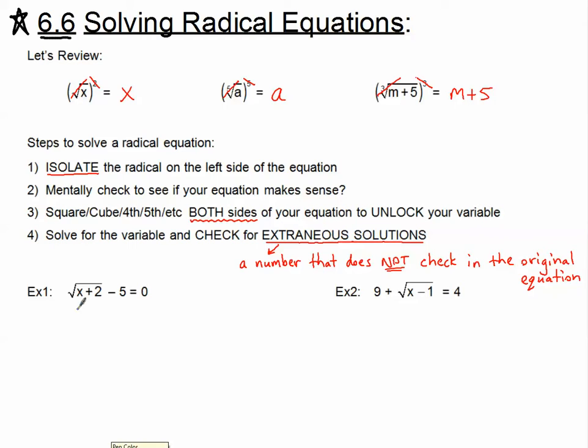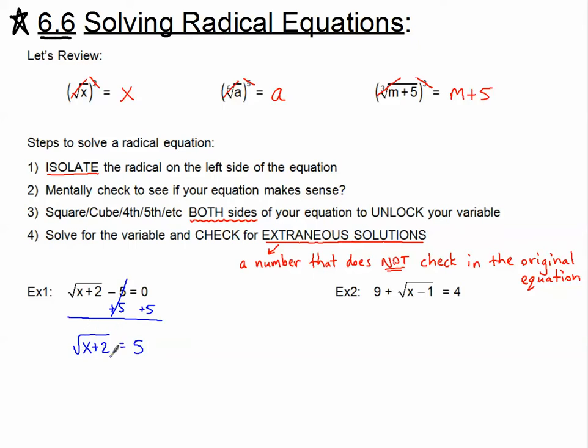I see that we're dealing with a square root, but this square root is not yet isolated. Remember, it has to be all by itself. We have this subtraction of 5 here. So let's undo that. Let's get rid of the 5. Anything that's on the outside of my radical, I can just treat with regular operations. So we'll just add 5. And I'll have the square root of x plus 2 is equal to 5. So now this whole square root is all by itself.